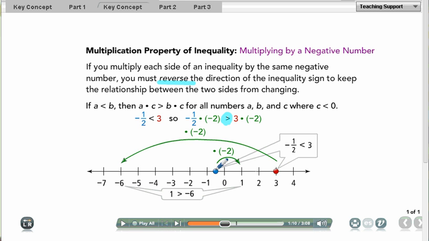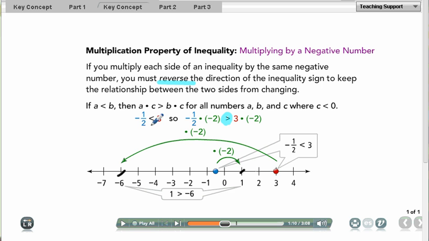So let's see. If I started off with negative 1/2, so that's right here, and I multiply it by negative 2, well, negative times a negative is a positive, and 2 times 1/2 is 1. So I'm going to move to this point. So this is where I've moved to. Now if I have 3 times negative 2, well, positive times a negative is going to give me a negative, and 3 times 2 is 6. So this is where this number becomes. So if we look, we see that we have 1 and we have a negative 6.